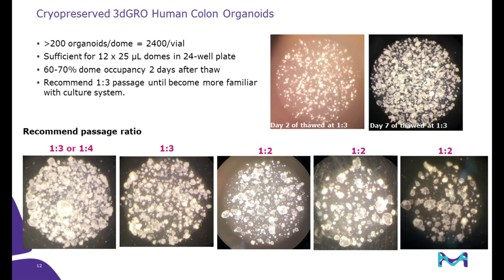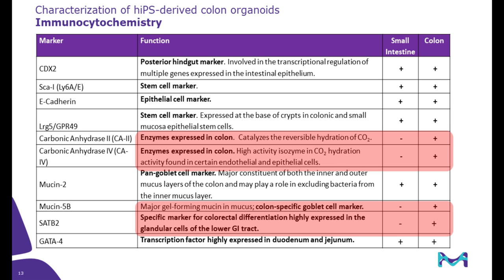We recommend passaging at a conservative 1:3 ratio until you become more familiar with culturing organoids. If by day 10 you don't see 90% occupancy, you can still salvage by passaging at a more conservative 1:2 ratio. Here are some examples and recommendations. From 70 to 90% occupancy, passage at 1:3 until you become more familiar with culturing organoids. From 40 to 70% occupancy, passage at 1:2. From 30% and below, replate back into the same number of domes.